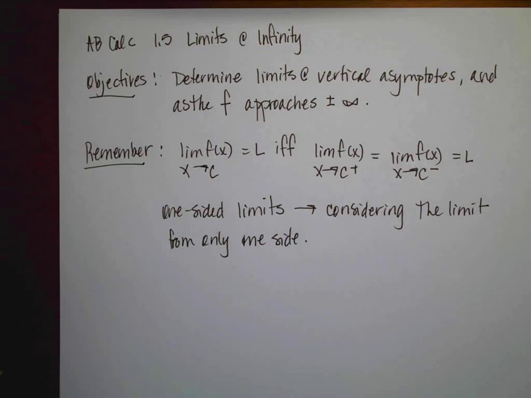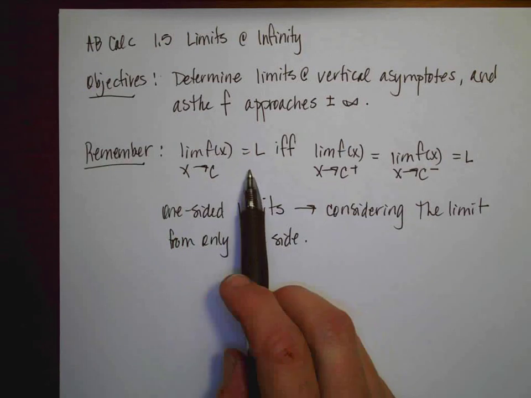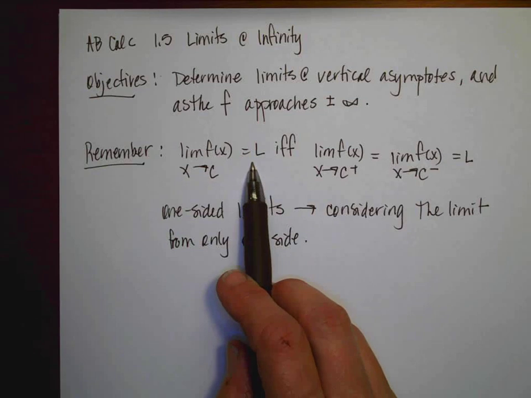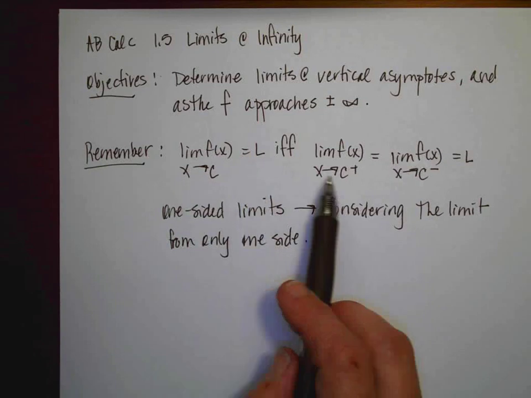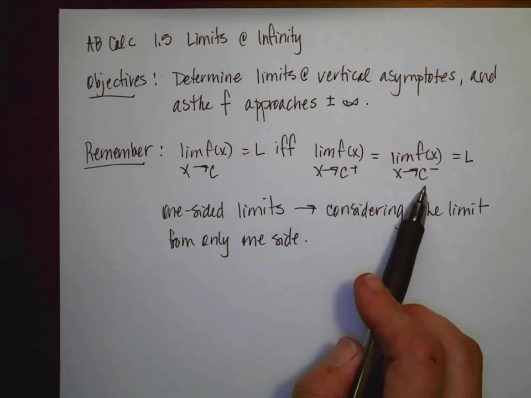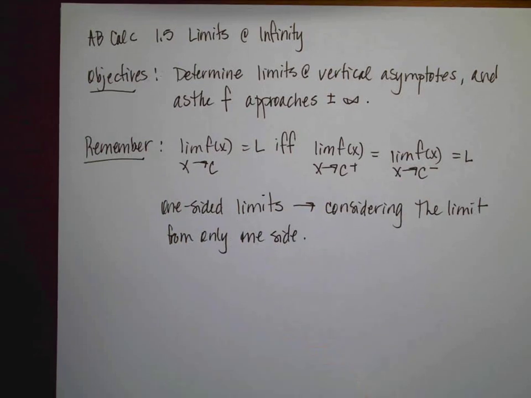Our objectives are that we're going to determine the limits at vertical asymptotes and then as a function approaches positive and negative infinity. So to remember, a limit exists, a limit approaches a value if and only if the right and left hand limits both agree.